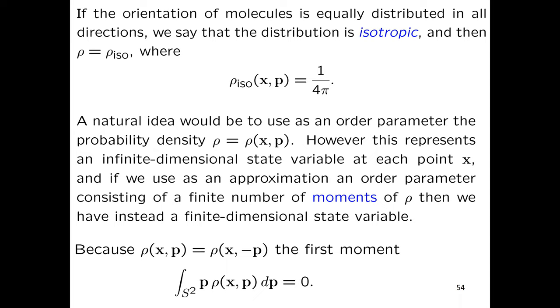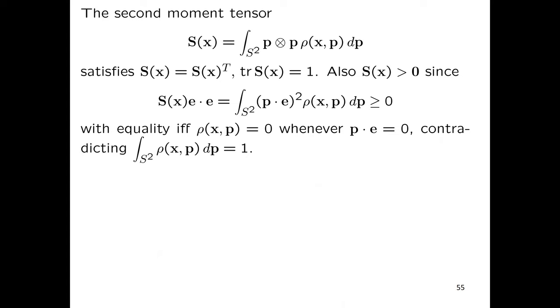Well, what about the first moment? Since rho of x, p is rho of x, minus p, the first moment, which is the integral of p times rho, is going to be zero. So you get no information from the first moment. But sometimes one considers molecules which are polarized and where there really is a direction. And then the first moment is something that you have to worry about. So what's the second moment? The second moment is by definition a matrix S of x, which is the integral of p tensor p times rho. And that is obviously a symmetric matrix. Its trace is 1 because the trace of p tensor p is p dot p, which is 1, since p is a unit vector and the integral of rho is 1.